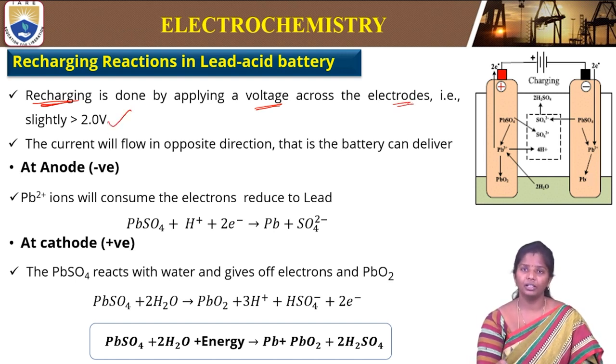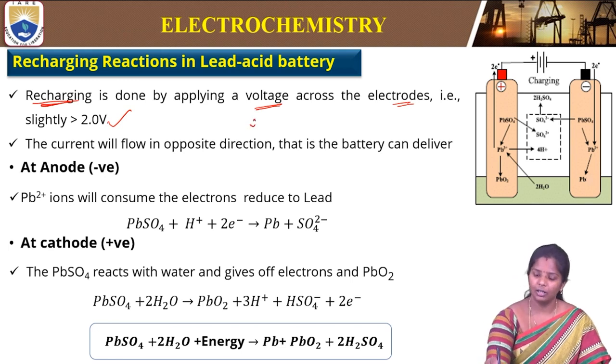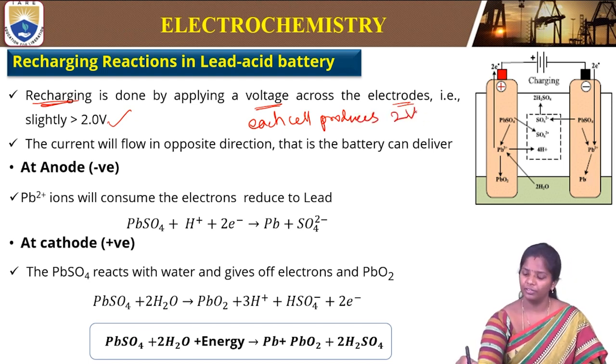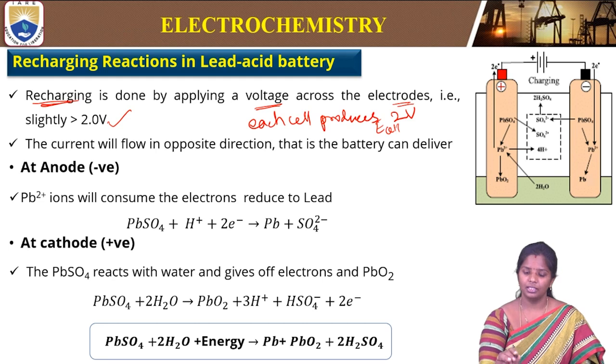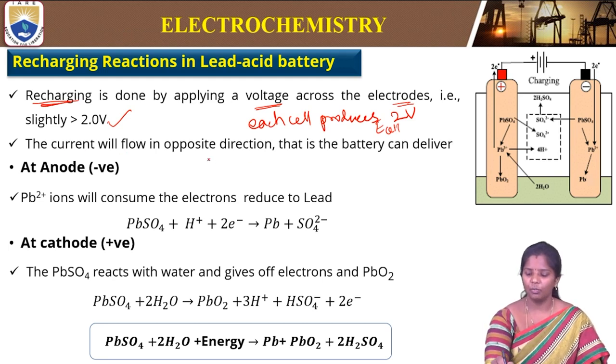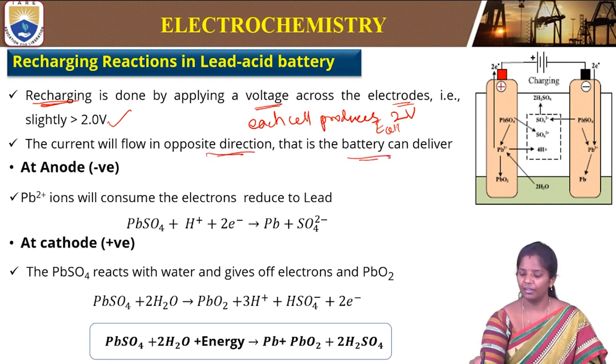Why are we applying greater than 2 volts? Because each cell produces 2 volts of E cell. The E cell of this cell is 2 volts. So we require higher than that to recharge the cell. So the current will flow in the opposite direction to that which the battery can deliver.